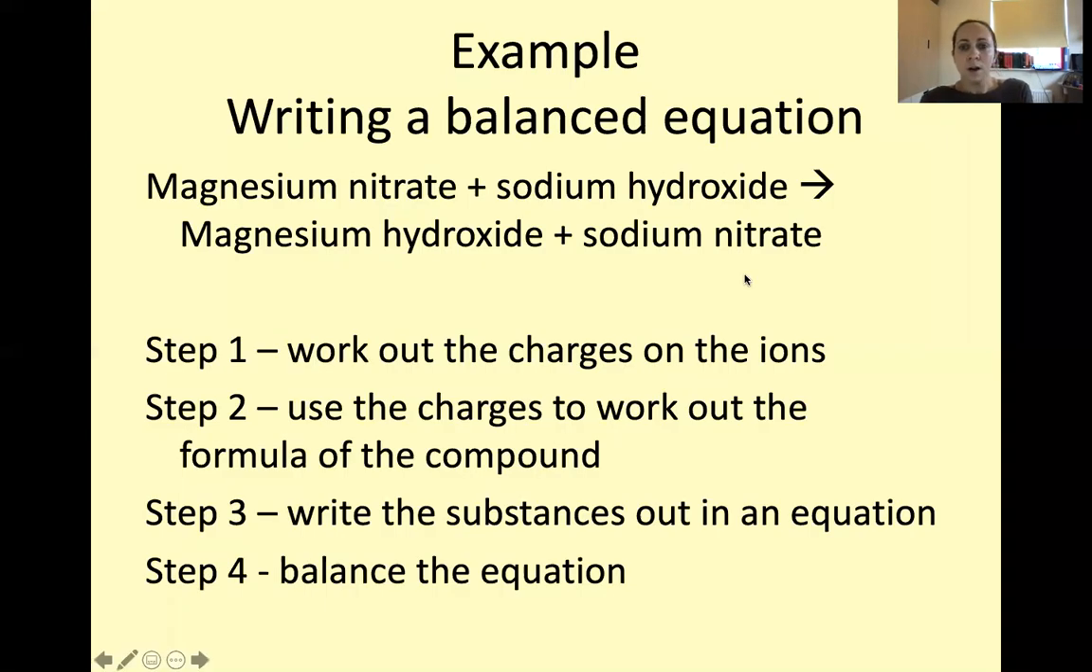So to write our balanced equation, there's several steps we need to go through. And I'm going to give you an example looking at this. So if I had some magnesium nitrate, so the magnesium is my metal that I'm trying to figure out, and I've got sodium hydroxide, I'm going to make magnesium hydroxide and sodium nitrate. Okay, and I want you to try and write a balanced equation.